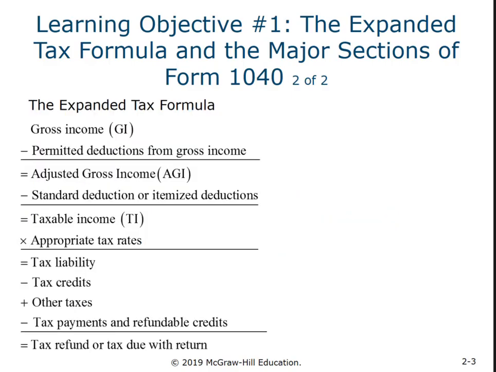So we've expanded our tax formula a little bit, and we put in this adjusted gross income subtotal. We've separated out permitted deductions above the line, and these are below the line. Just because anything that affects here is going to affect this, and it could affect other things as well.